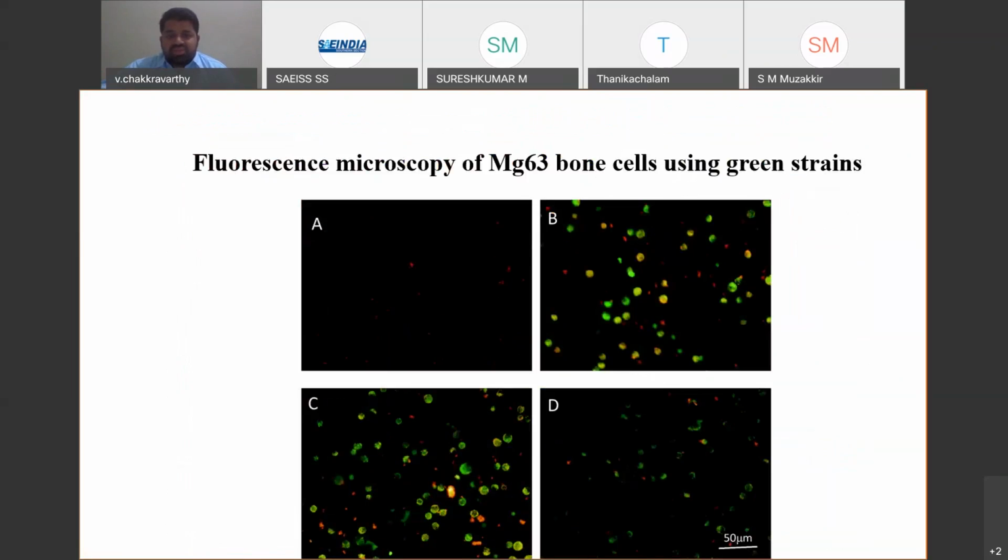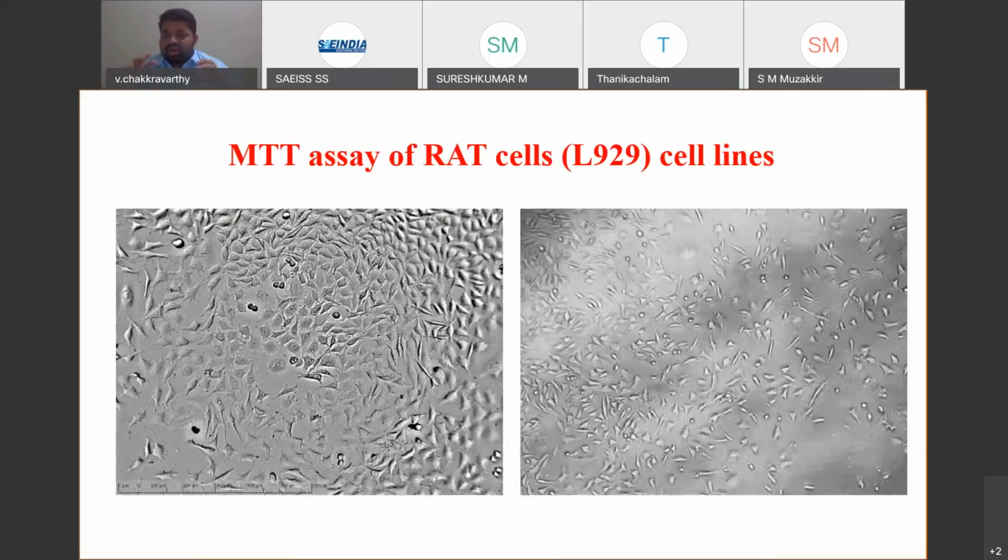The next thing is we can go for fluorescence microscopy using a green or blue color stain. Different stains we can use to indicate the cells. So in fluorescence microscopy, we could observe whether the bone cells are alive or dead. This is one of the most widely used techniques. Now if you do not have MG63 bone cells, then you could go for L929 rat cells. Okay, so L929 cells are rat cells.